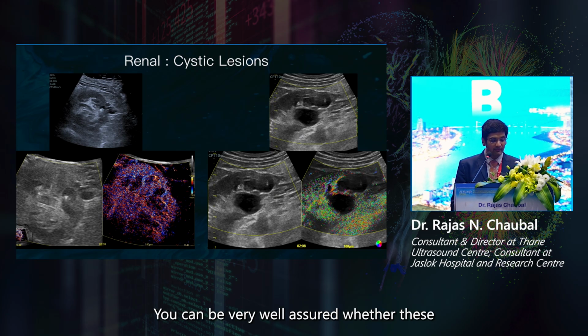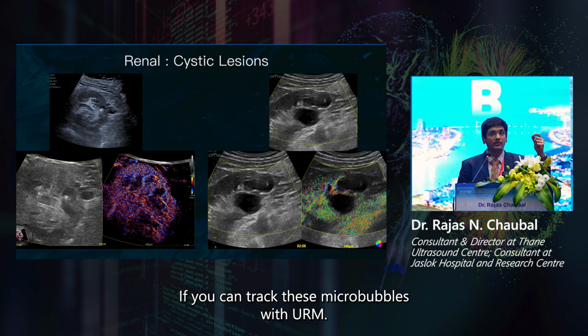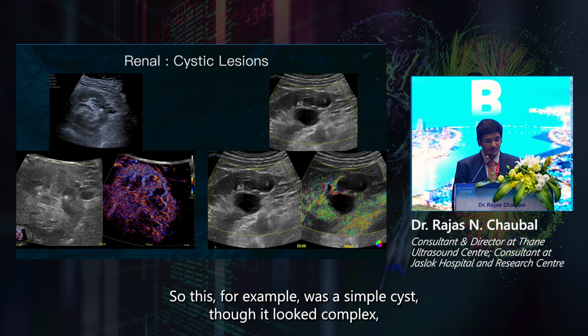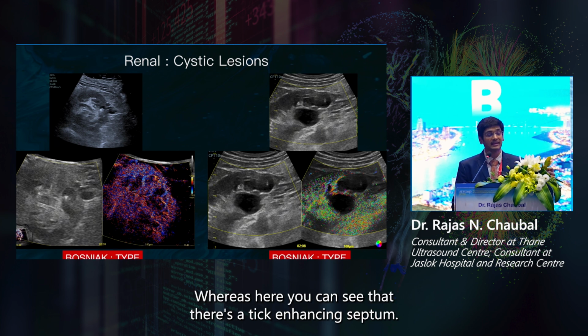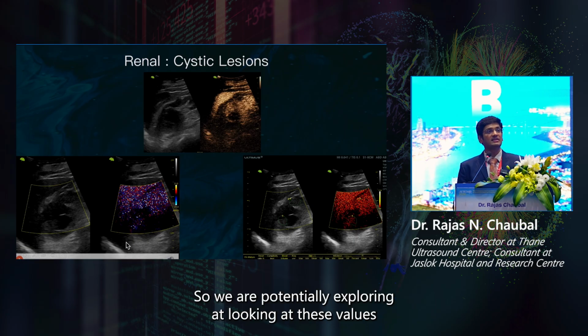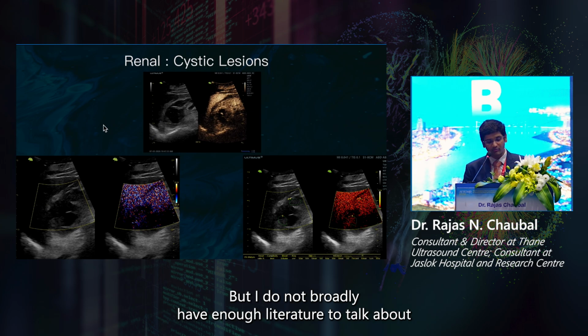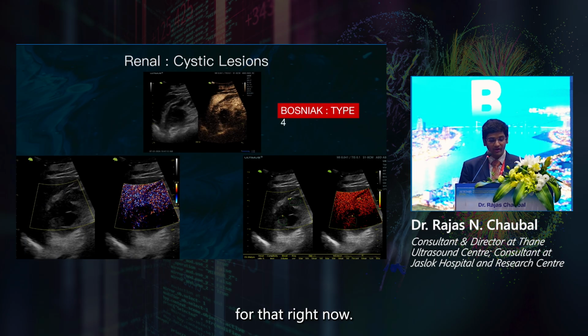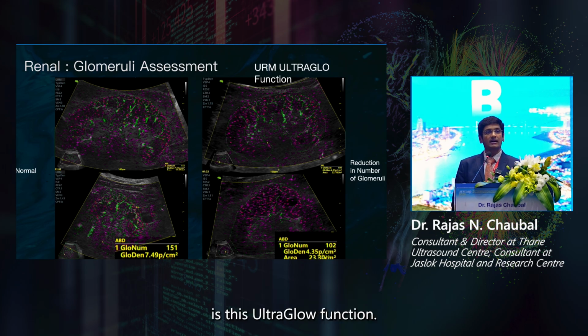You can be very well assured whether these very fine septae are showing enhancement or no if you can track these microbubbles with URM. So this, for example, was a simple cyst, though it looked complex, but these septae were not enhancing at all, whereas here you can see that there's a thick enhancing septa, and of course your Bosniak reading changes. So we are potentially exploring looking at these values in the solid components as well to try and identify between benign and malignant, but I do not probably have enough literature to talk about on that right now.